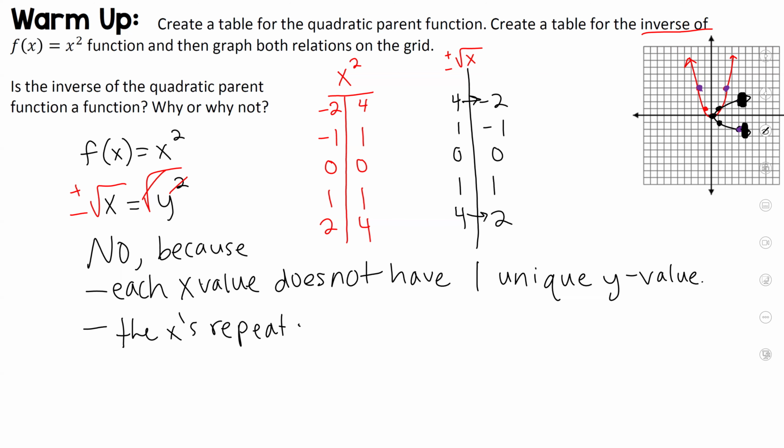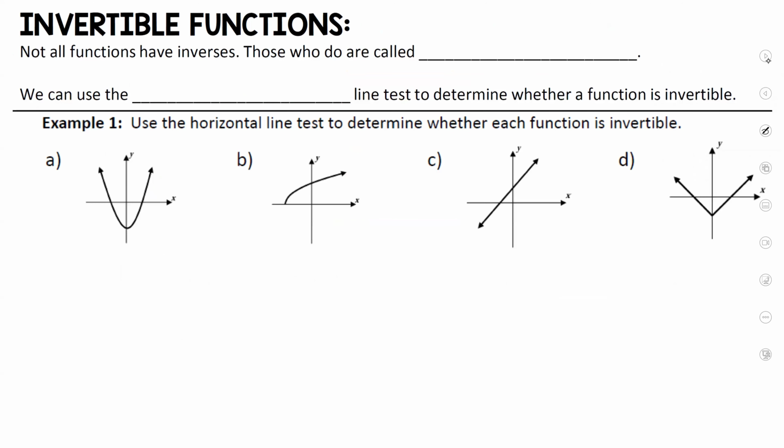All right. Let's talk about inverses. Not all functions have inverses. Those who do are called invertible. Invertible. And we can use the horizontal line test to determine if a function is going to be invertible or not.